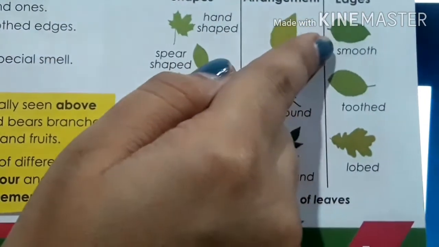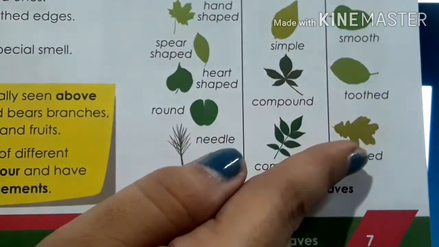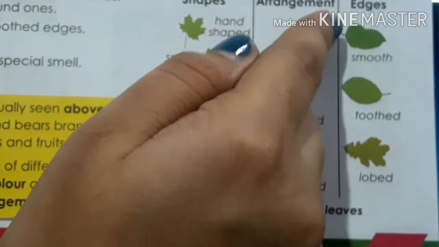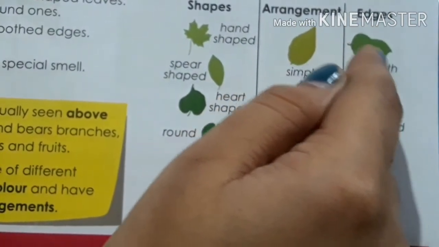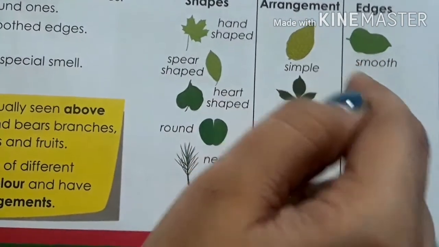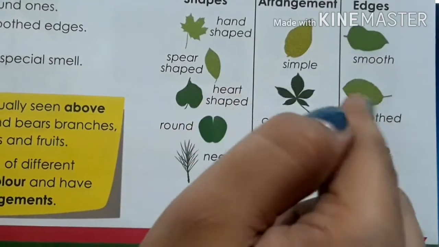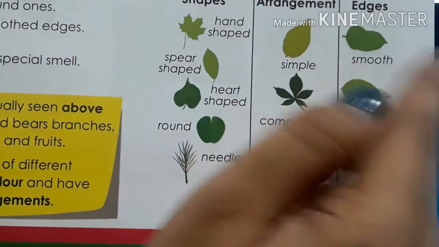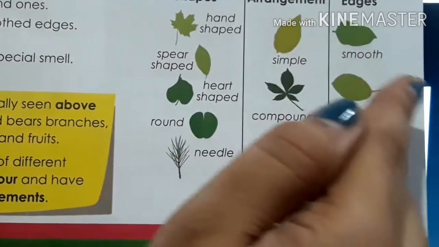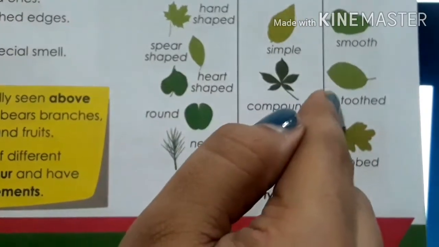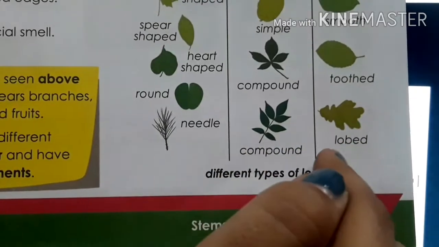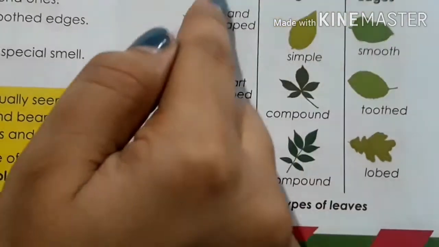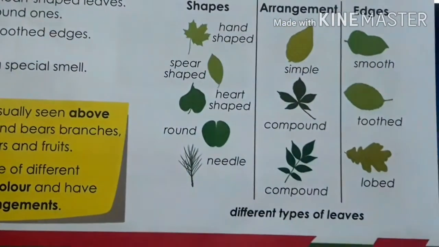Edges: smooth, tooth and lobed. Smooth means, children, there is no zigzag type. Okay, it is simply drawn, smooth. Whereas if you touch the edge of this leaf, children, you will feel it is not smooth. So it is called tooth, and this shape of leaves, the edge of it, is called lobed. Clear? Shapes, arrangement and edges.